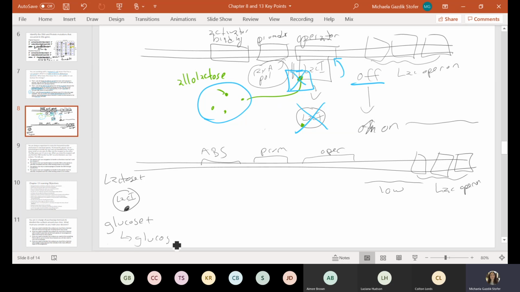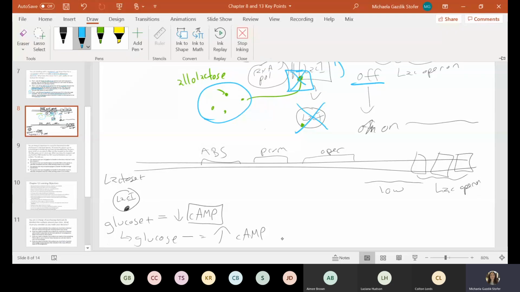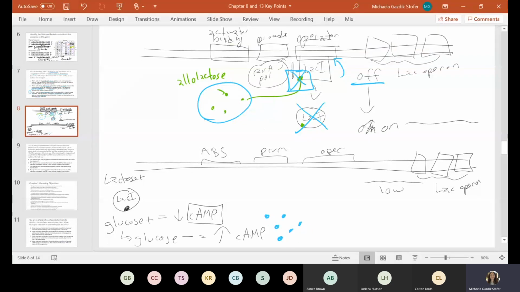Now eventually it will run out and glucose will decrease. What happens in the cell is when there's glucose present, we have low levels of a molecule called cyclic AMP. This is actually what I study in my lab. As the glucose goes away, the amount of cyclic AMP in the cell is going to increase. So now we've got little blue cyclic AMPs floating around in the cell. What that allows is going to be the opposite of what happened with the lac-I. So there's an activator protein called CRP, for cyclic AMP response protein.